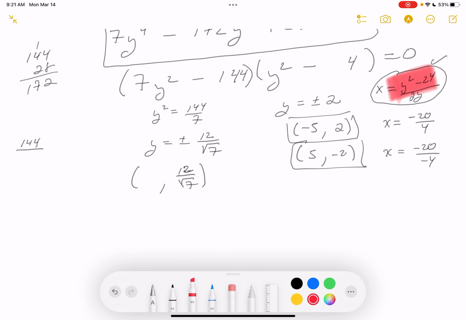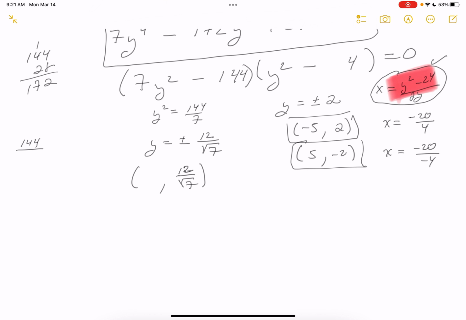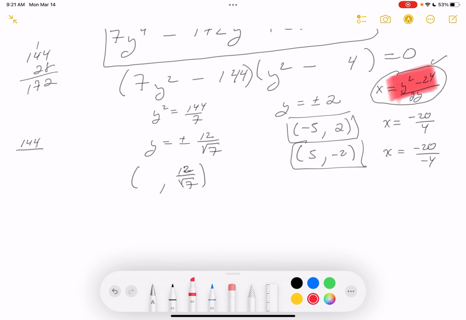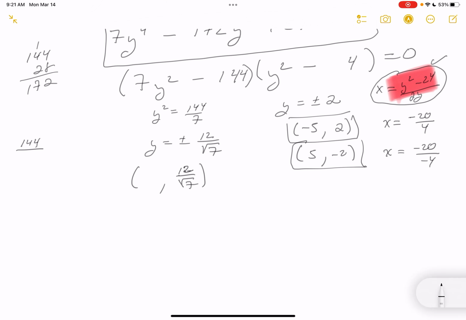We're using this to get our x, right? That's what we're using. And that's a hellish number, isn't it? So you get 144 over 7 minus 24. And we're going to divide by twice the y, which is 24 over root 7. All right? That's a lot of work, isn't it?